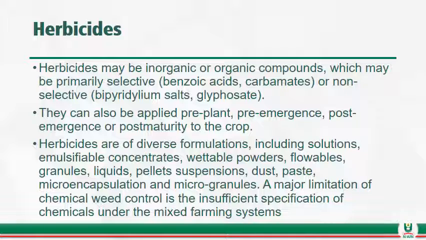So these herbicides come in diverse forms. Some are powders, some are concentrates, some are flowables, granules, liquids, pellets, suspensions, you can name them. However, a major disadvantage of chemical weed control is insufficient specification of chemicals. You know, people tend to overuse it and abuse it and cause all manner of environmental hazards. So it's important to know the amount that you're going to mix with your water and then apply your herbicides. So that is all about herbicides.